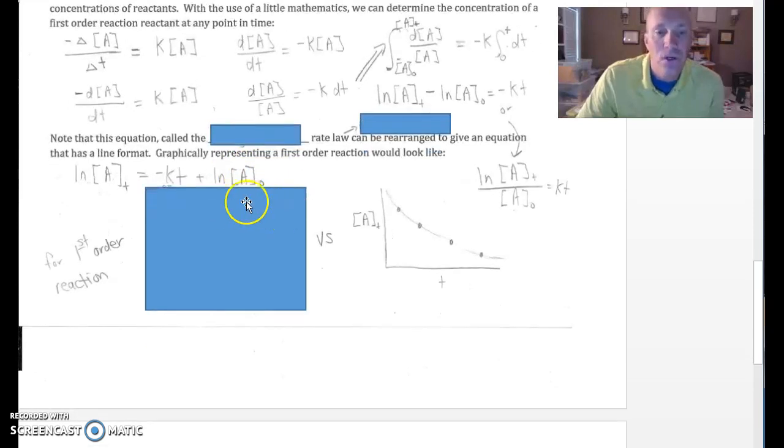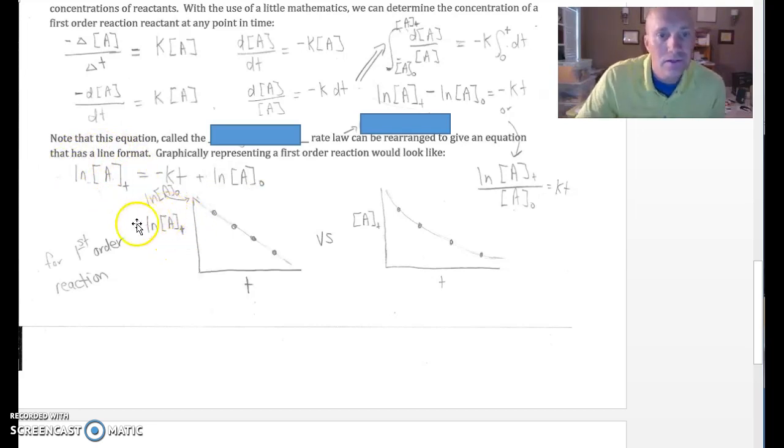So why is this useful? Notice that this follows the general line format, y equals mx plus b. So we could put this as our y coordinate. Notice what I'm doing here is graphing: this is my y coordinate, mx, and the x axis would be t. The natural log of the original concentration would therefore be our y-intercept.